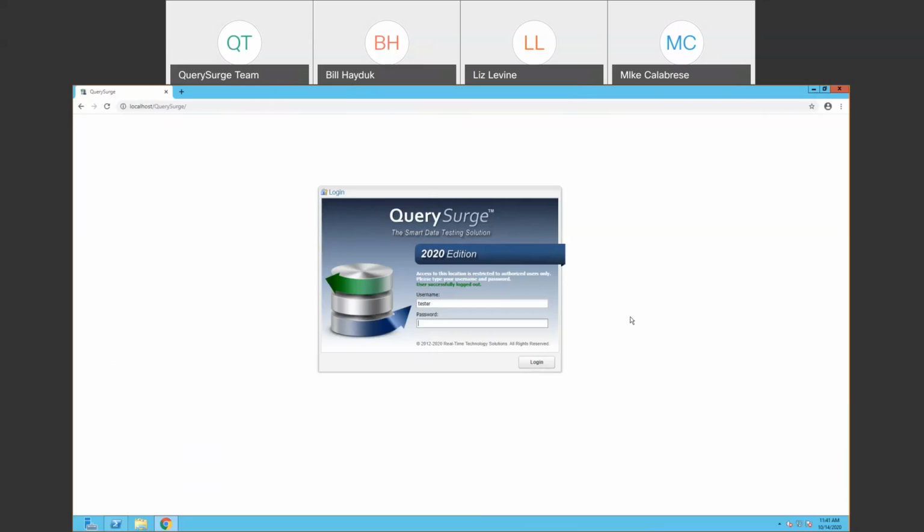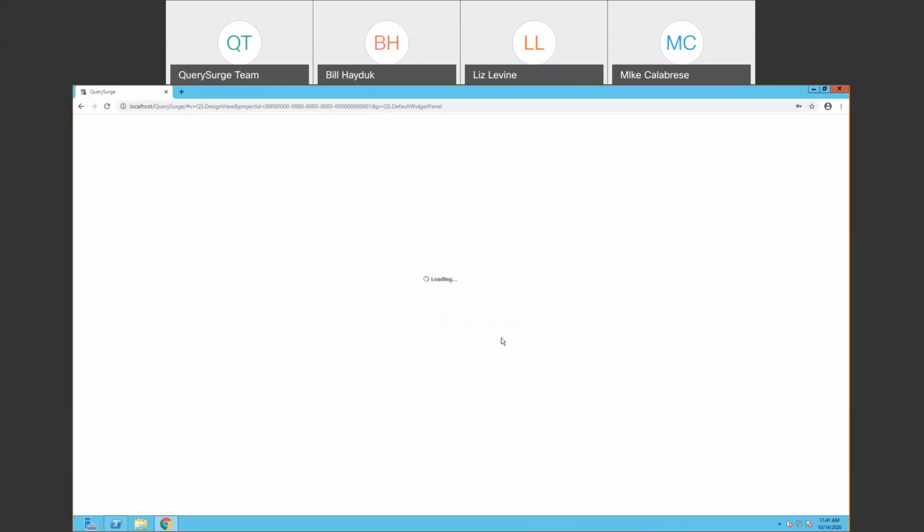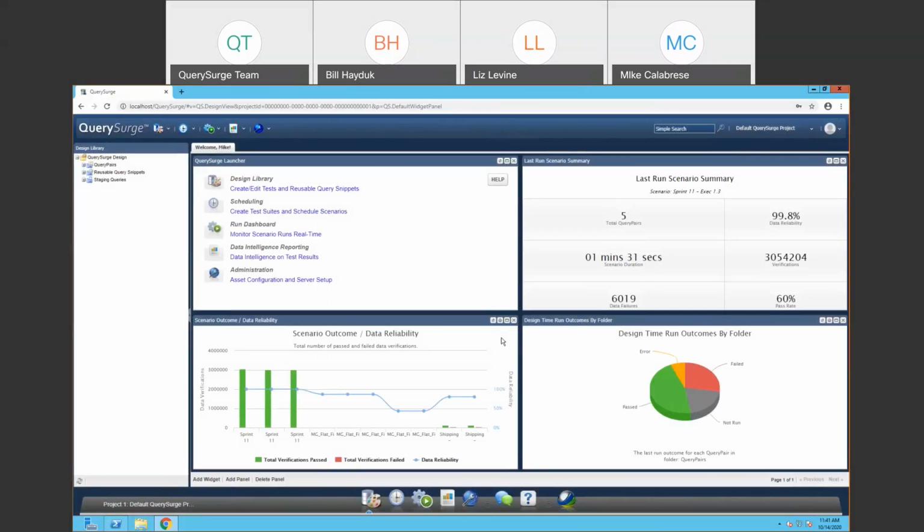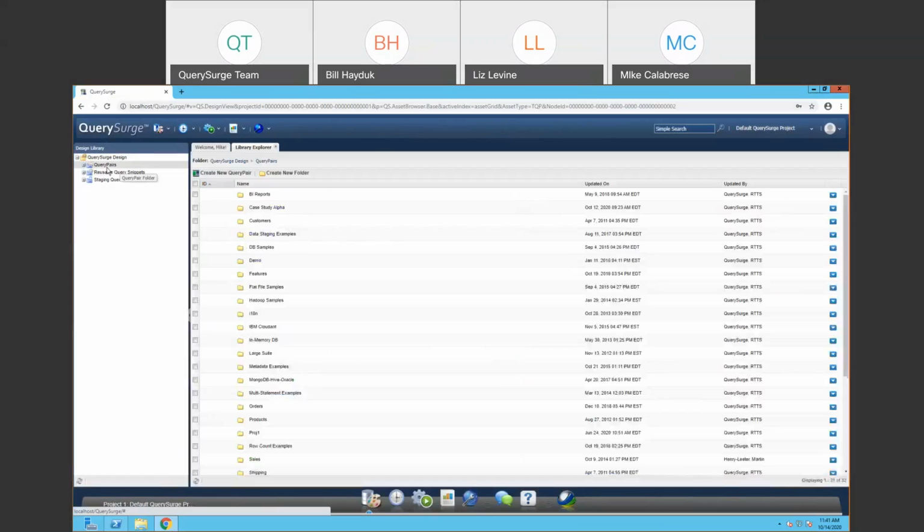There are several other tools out there that can perform this automated testing. Query Surge being one, Informatica DVO, or I believe Tricentis has a suite of testing tools that are available. But we're going to be looking at Query Surge for this particular demo.